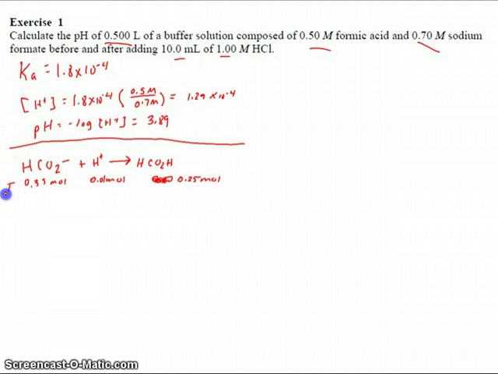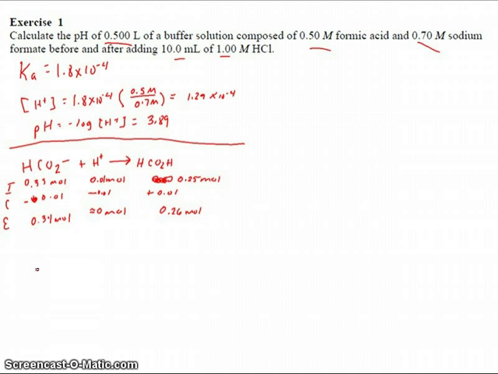That's initial. Change, equilibrium. The H plus and the formate are going to react, so this is going to go down by 0.01. This is going to go up by 0.01. Down by 0.01. This will go up by 0.01. And so at equilibrium, I'll have 0.34 moles of formate, 0 moles of excess H plus. There'll be a little bit from the equilibrium, but not enough to worry about. And here we'll have 0.26 moles of the formic acid.